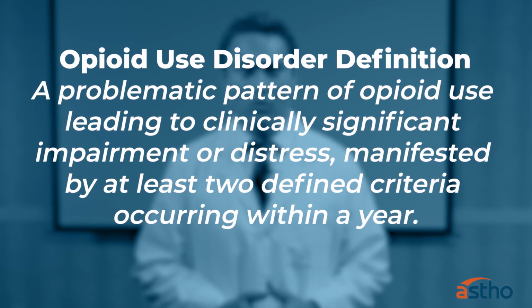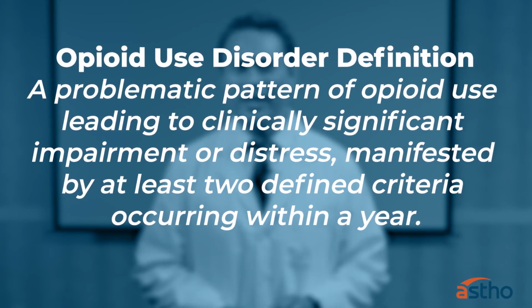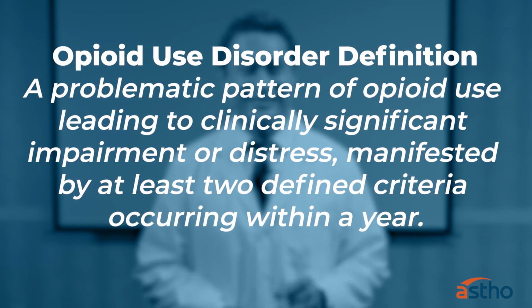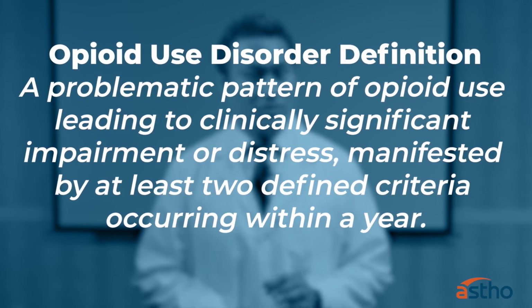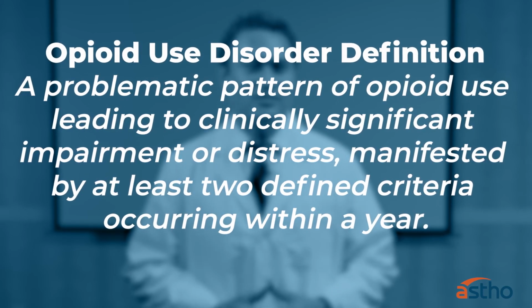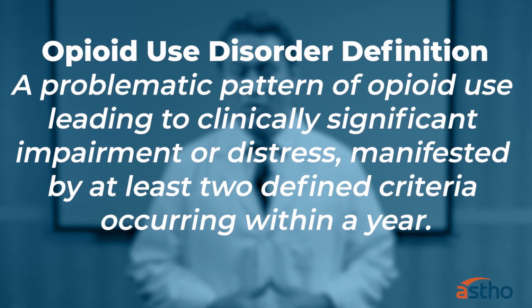Providers should use the Diagnostic and Statistical Manual of Mental Disorders, DSM-5, criteria for assessing the presence of opioid use disorder. For reference, CDC's guideline defines opioid use disorder as a problematic pattern of opioid use leading to clinically significant impairment or distress manifested by at least 2 defined criteria occurring within a year. Consider prescribing naloxone for patients with opioid use disorder to avoid overdose.